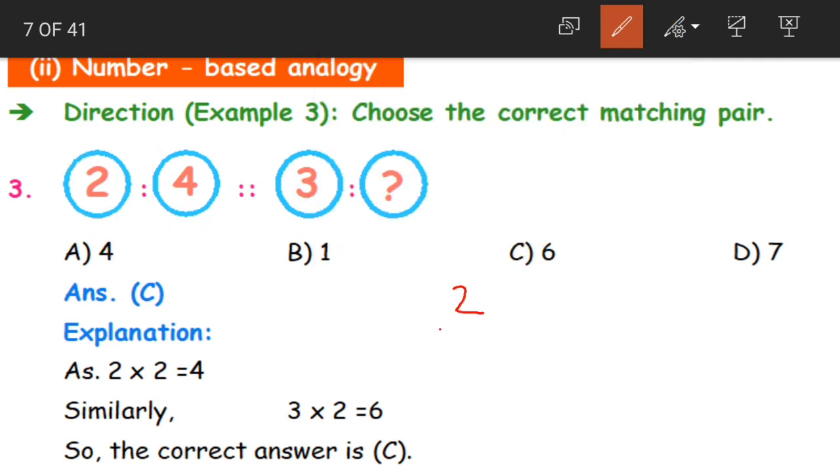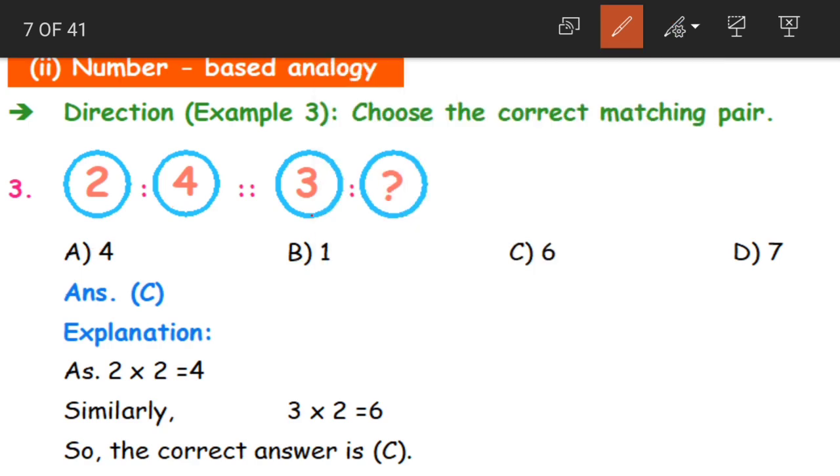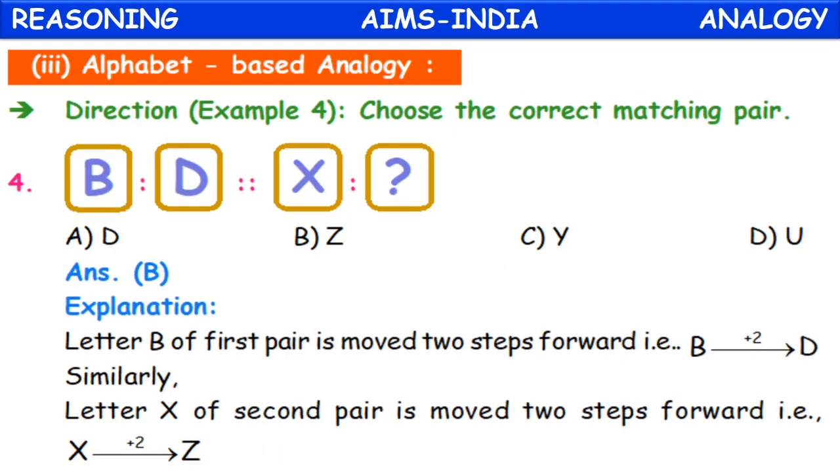You might think 2 plus 2 is also equal to 4. Yes, okay, if we consider this relationship between the first two numbers, now if I add, what did we do in the first pair? Adding 2. So if I add 2 to our 3 as well, we'll get 3 plus 2, 5. Is 5 in the given options, children? No, we do not have 5 in the given options. That means it is not the correct relationship. What is the correct relationship? 3 into 2 is equal to 6. Option C, 6 will be our correct answer.